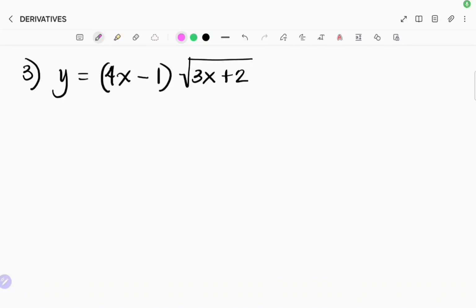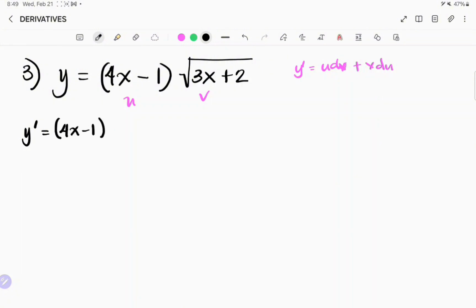For our third example, we have y is equal to 4x minus 1 times the square root of 3x plus 2. So we have to set our u and v. And we know that y prime is going to be u dv plus v du. So let's start with y. Y will become y prime, that is equal to, copy u, which is 4x minus 1, times the derivative of v.